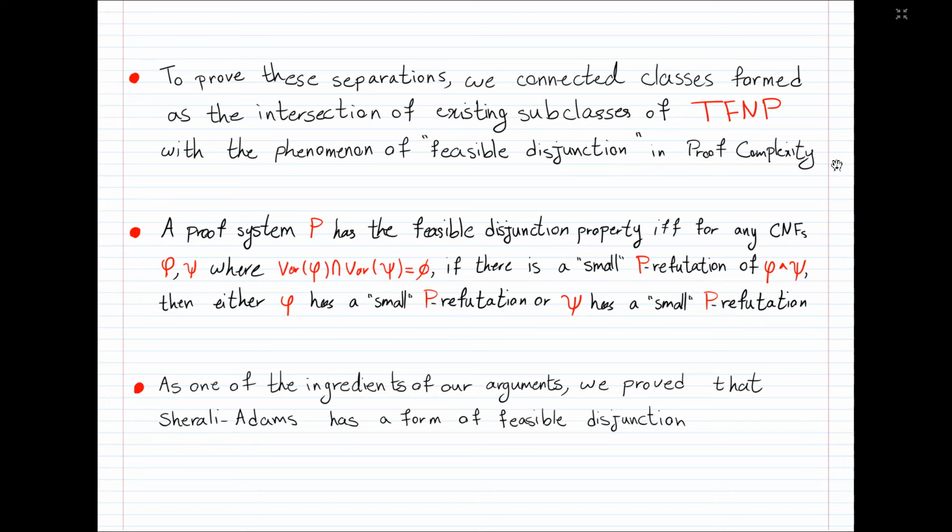Here, phi and psi are joined by a conjunction, but it's called feasible disjunction. The reason is that a refutation of phi and psi is actually a proof of negation of phi or negation of psi. So if negation of phi or negation of psi has a small proof, then either negation of phi should have a small proof or negation of psi should have a small proof. That's what feasible disjunction says. As one of the ingredients to prove the separations between intersection classes, we proved that the proof system Sherali-Adams has a form of feasible disjunction.